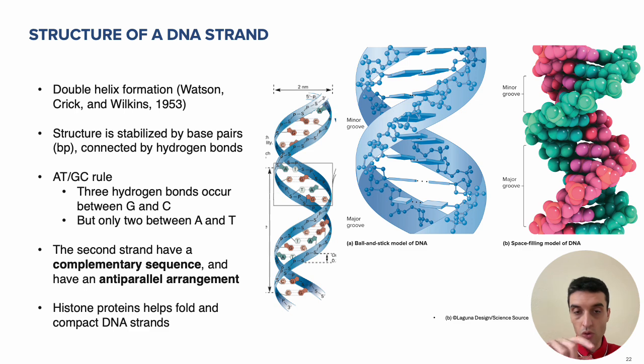DNA loves to coil, and when it's not producing any protein or duplicating, it coils around histone proteins. That helps it fold and compact the DNA strands so they occupy less space, and they're not going to be producing any protein while they're in that compact form.